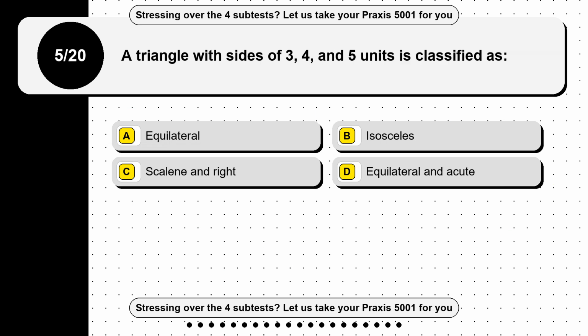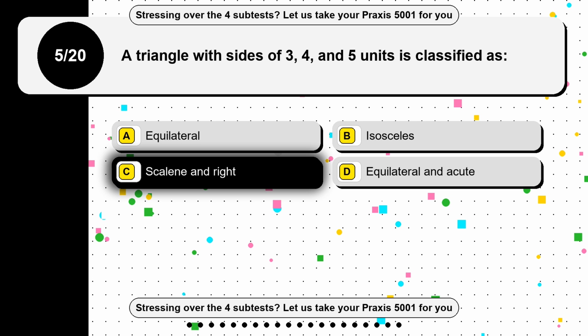Question 5. A triangle with sides of 3, 4, and 5 units is classified as. Option A, equilateral. Option B, isosceles. Option C, scalene and right. Option D, equilateral and acute. The correct answer is option C, scalene and right.